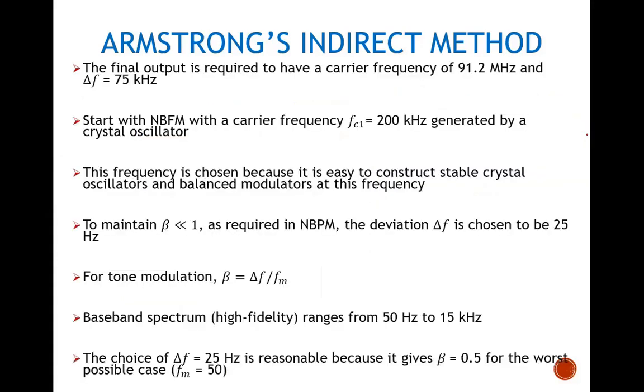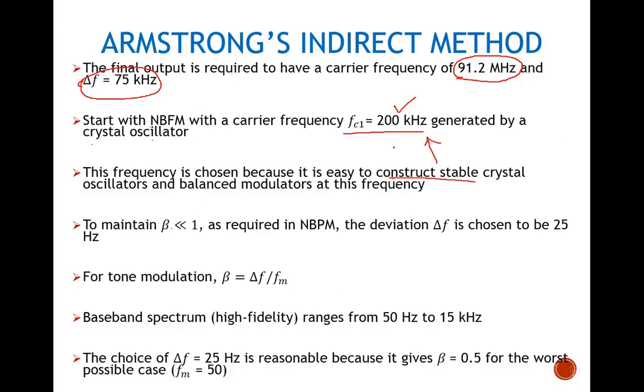Just to discuss this block diagram and process, the final output required is a carrier frequency of 91.2 megahertz and a frequency deviation of 75 kilohertz. We start with a narrowband FM signal that has a carrier frequency of 200 kilohertz. It's generated by a crystal oscillator, as we saw. This frequency is generally used because crystal oscillators at this frequency are quite stable to construct.